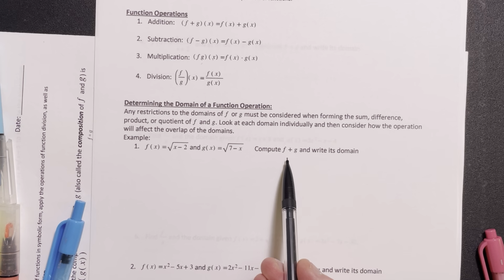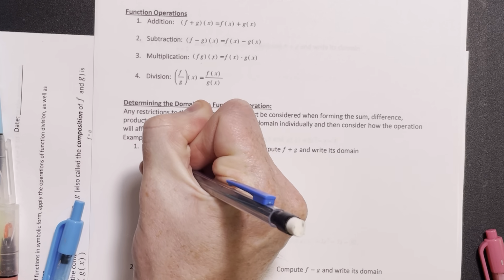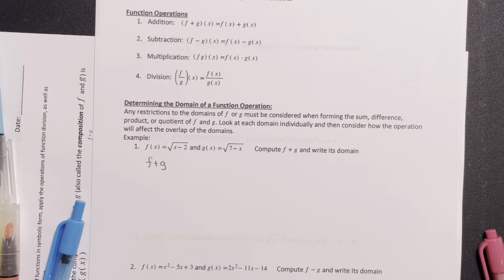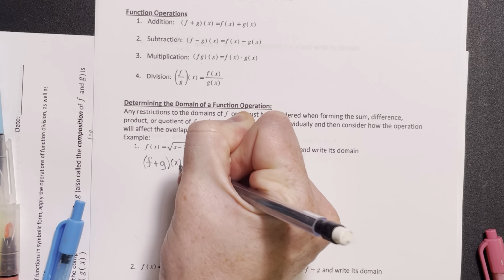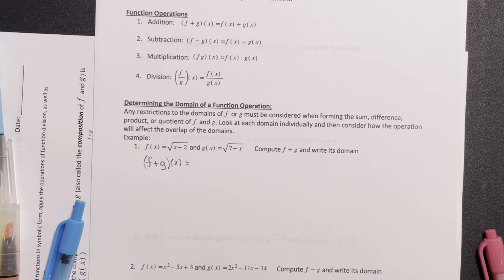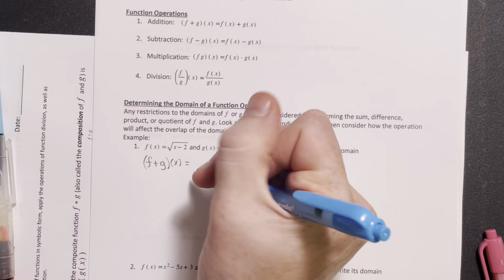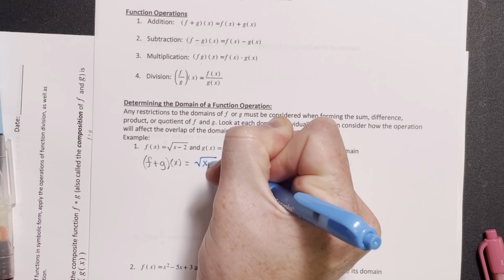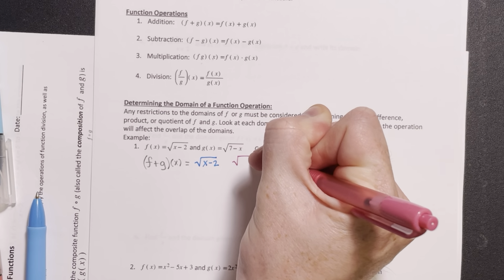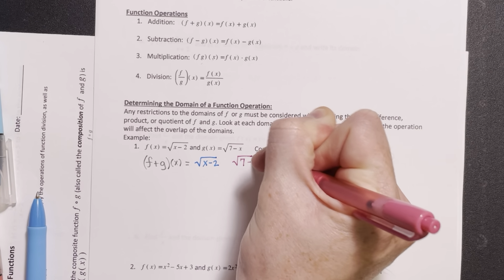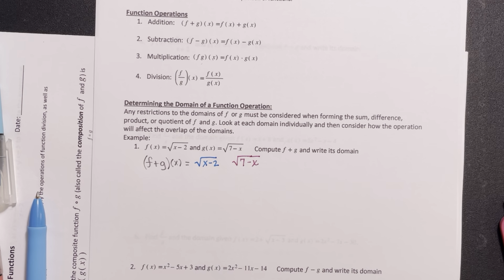So in this first one, we're going to compute f plus g. It can be written as f plus g, but typically we're going to need that function notation part. So it will say of x. F plus g of x would mean we have our f function, the square root of x minus 2, and we're combining it with g, the square root of 7 minus x. We're using that operation of addition. So now we just have f plus g.